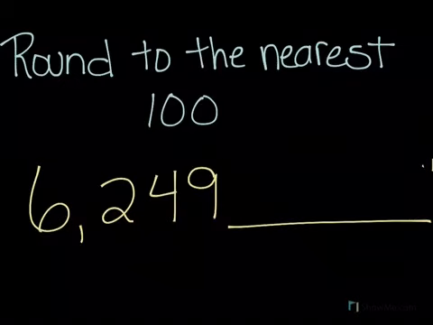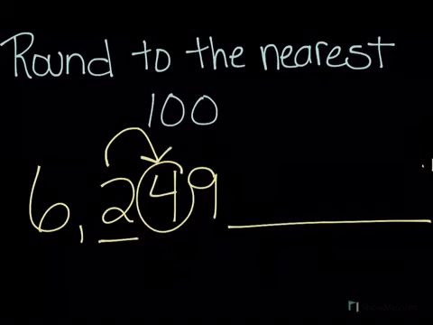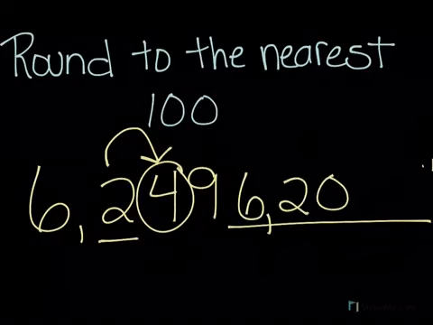Go ahead and try this one. 6,249. So you underline the hundreds place, draw your arrow to the right. The 4 is less than 5, so I would add nothing. I'd make them a 0. So 6,200.